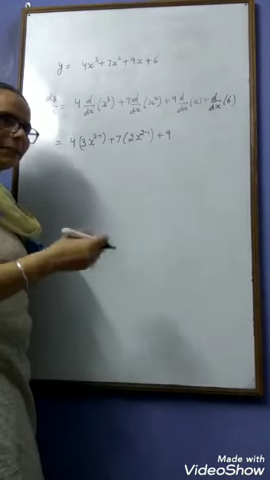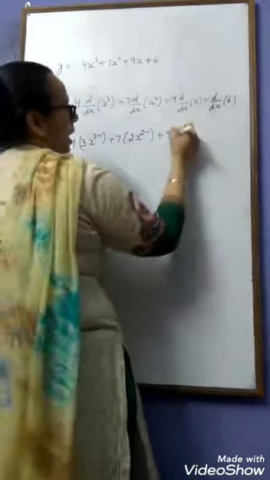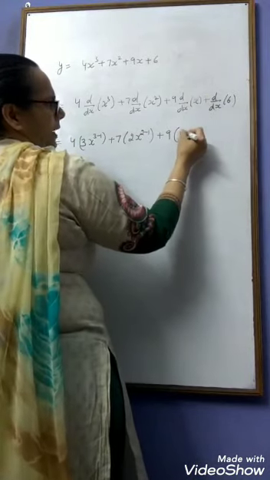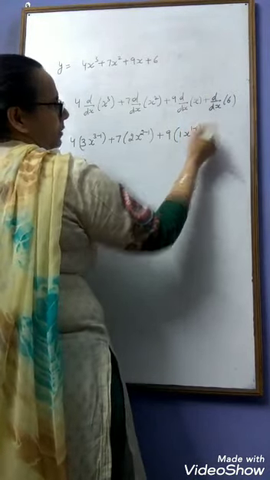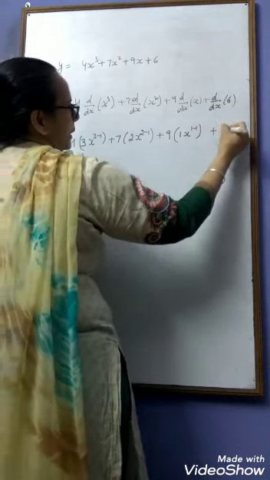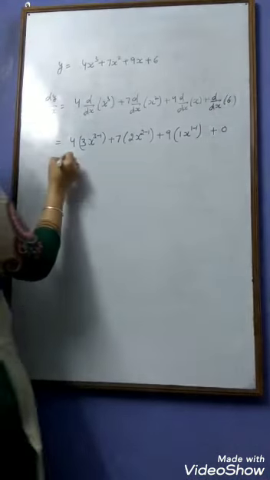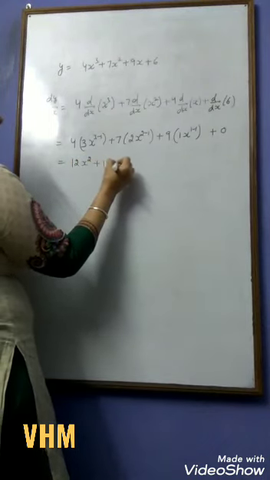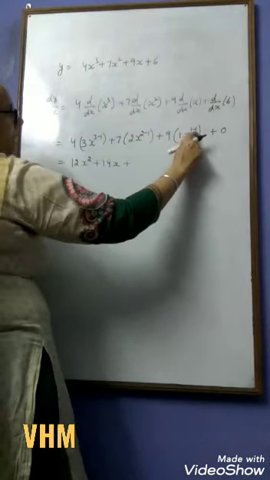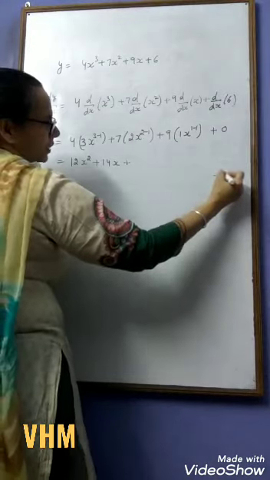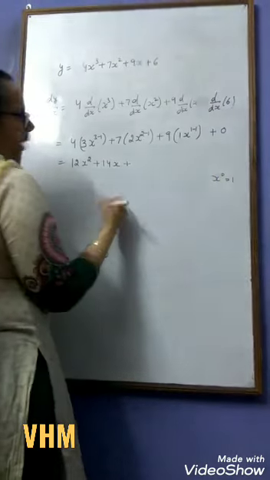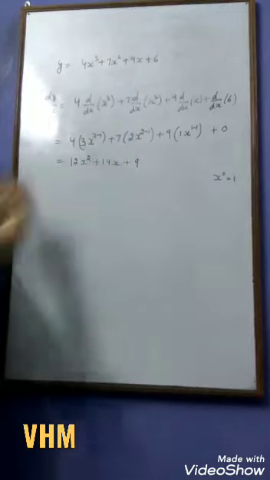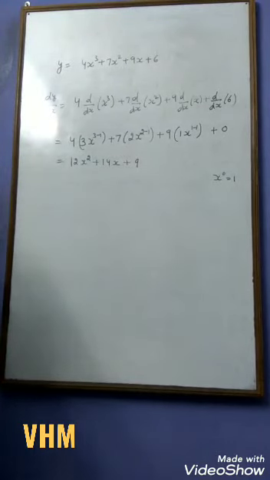The derivative of x is 1. We can also show that its power is 1, so 1·x^(1-1). The constant's derivative will be 0. Then this is 12x² + 14x + 1, x^(1-1) means x⁰, and x⁰ is 1, plus 9. So this is the derivative of this term.